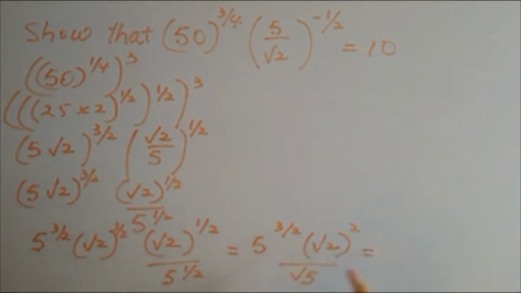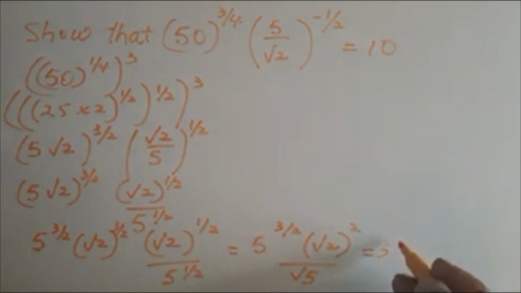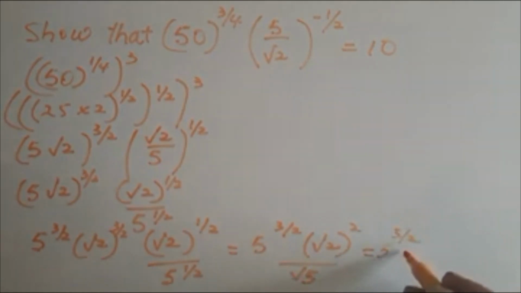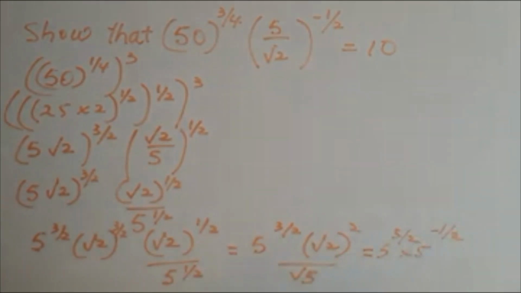Further to this, root 2 squared is the same as 2, and we have this as 5 raised to the power half in the denominator, becomes 5 raised to the power of a negative half. So we have here 5 raised to 3 over 2. We bring this into the numerator as 5 to the minus a half. And then also we have 2, root 2 squared, which is 2.